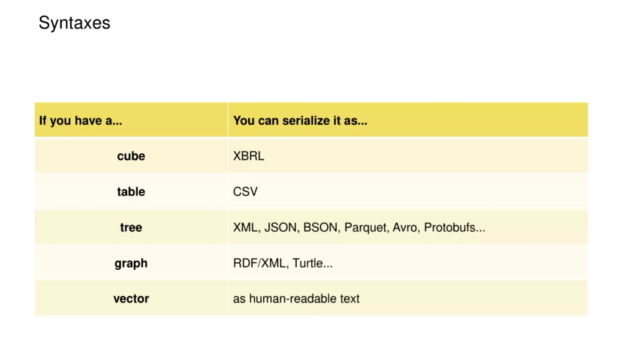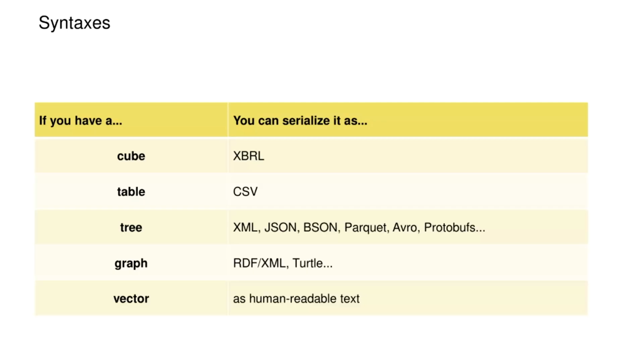So the memory footprint of this format is much smaller. You can read them faster. It's very, very efficient, right? XML, JSON, BSON would take more space because you don't have a schema necessarily. Then we have graphs. In graphs, you can serialize as RDF, RDF over XML, Turtle, and so on. There's many formats to serialize graphs.